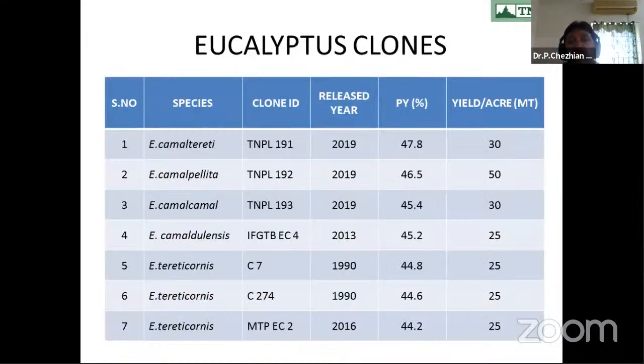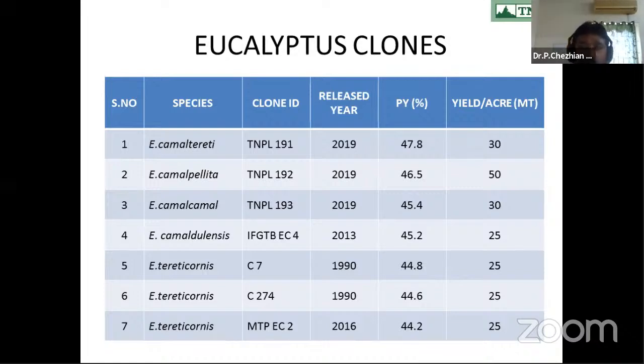And these are the clones we are producing in our nursery. These are the clones TNPL 191, 193. We released these in 2019. These are hybrid clones, Camaldensis Tereticornis, and 192 is the Camaldensis Pellita, exclusively a gall resistant clone. And Camaldensis again, an industrial hybrid we have released.